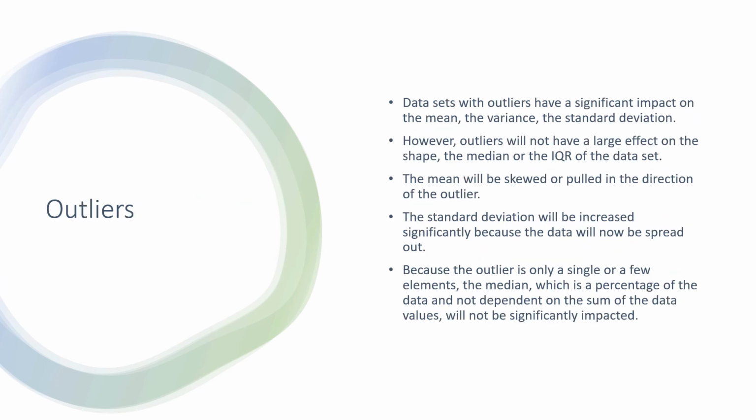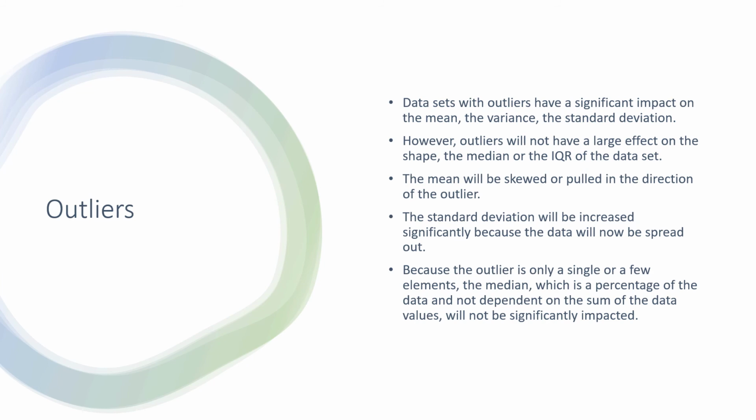Now, the last piece of our distribution that we want to look at are outliers. Data sets with outliers have a significant impact on the mean, the variance, and the standard deviation. However, outliers will not have a large effect on the shape, the median, or the IQR of the data set. So the mean will be skewed or pulled in the direction of the outlier, and we're going to take a look at a picture of that in just a moment. And the standard deviation will be increased significantly because the data will now be more spread out.